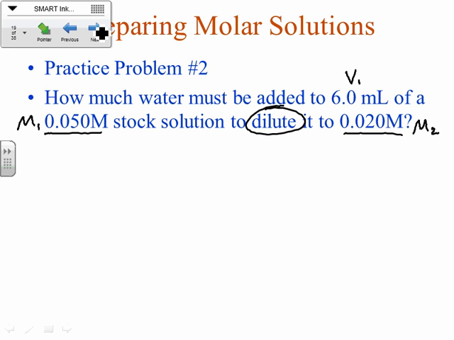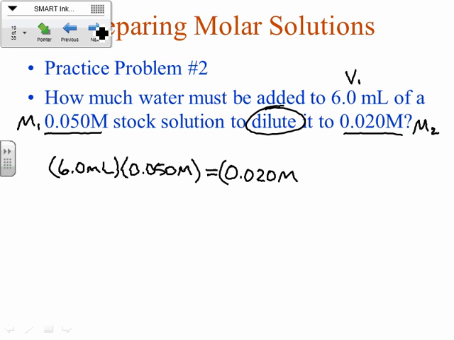Okay. We'll finish this one. So we've got 6.0 milliliters times 0.050. We'll be done with this one in a minute, and then you can get started. And then we've got 0.0. See, I switched those around. Sorry. The M in the formula technically comes first, but it doesn't matter which one of those you put first. 0.020 molar here times our V2. And then just solve for V2.